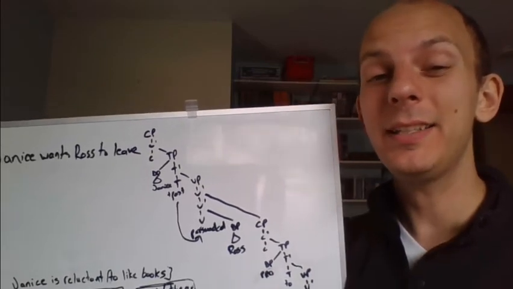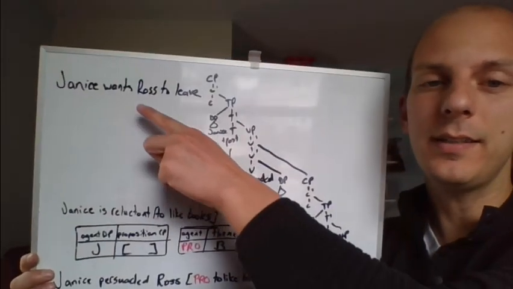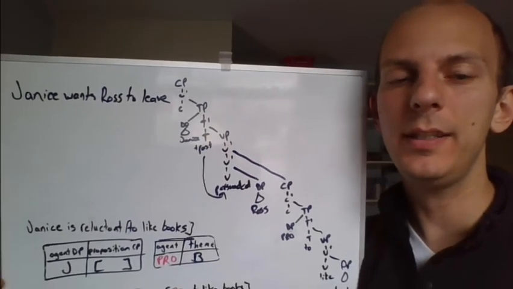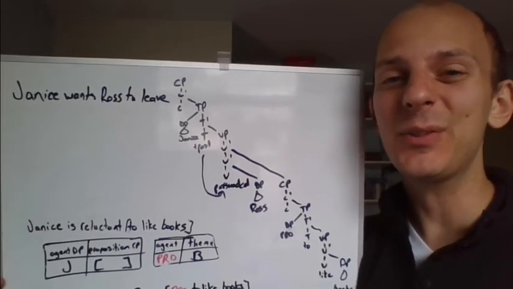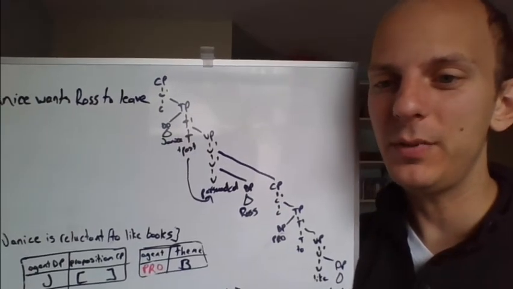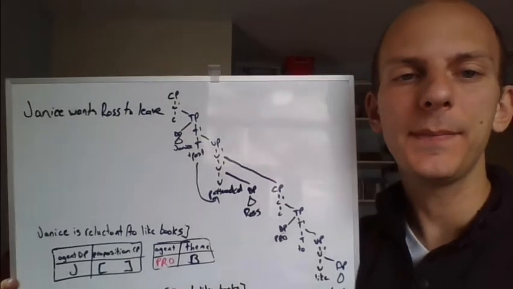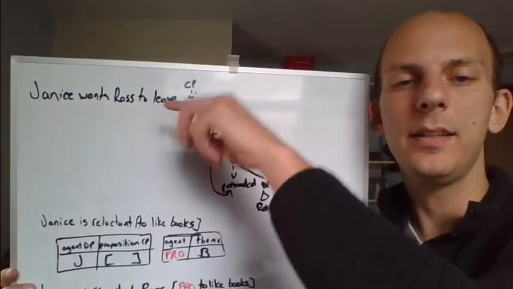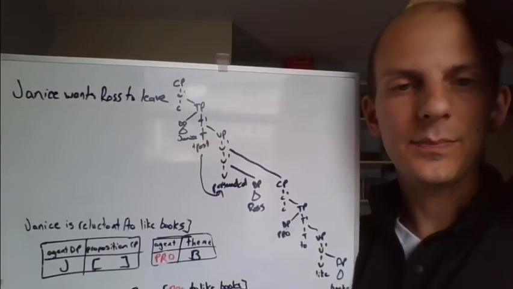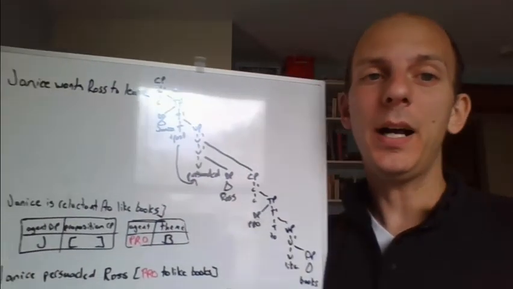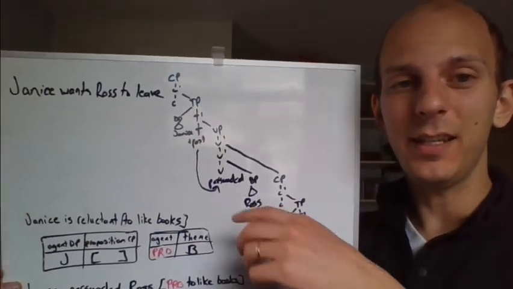Yeah, it could be subject control, but here it's not subject control. Here it's instead something else. So your job, your mission, should you choose to accept it, is to try and diagram this sentence. Where I would start is by doing the theta grid for this.